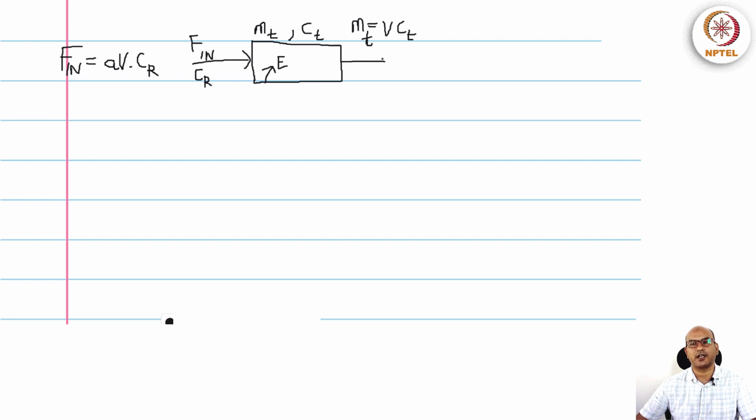Now the air is going out of the room. So our F out will be there. And F out will be the volume of air going out, so A times V, and the concentration in this air, which would be C at time t. This is it. Now we are going to set up our mass balance equation. So we have dmt by dt.